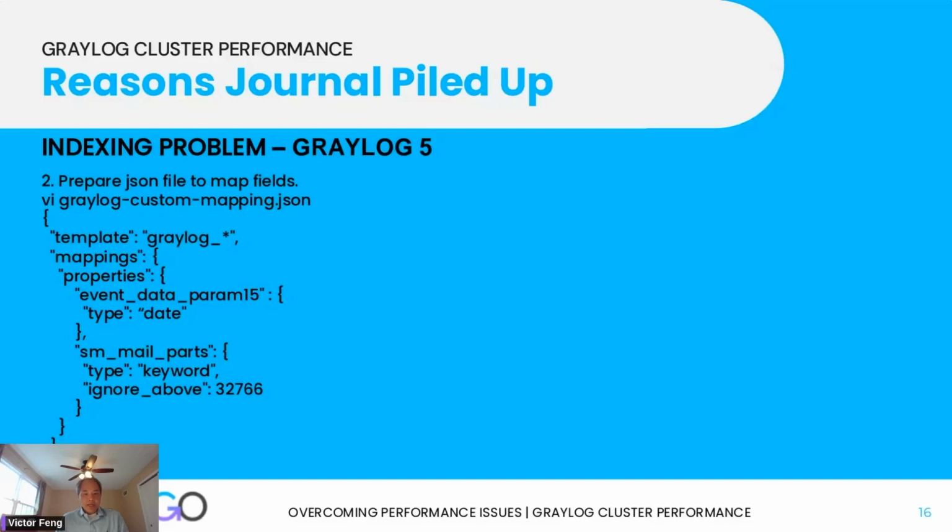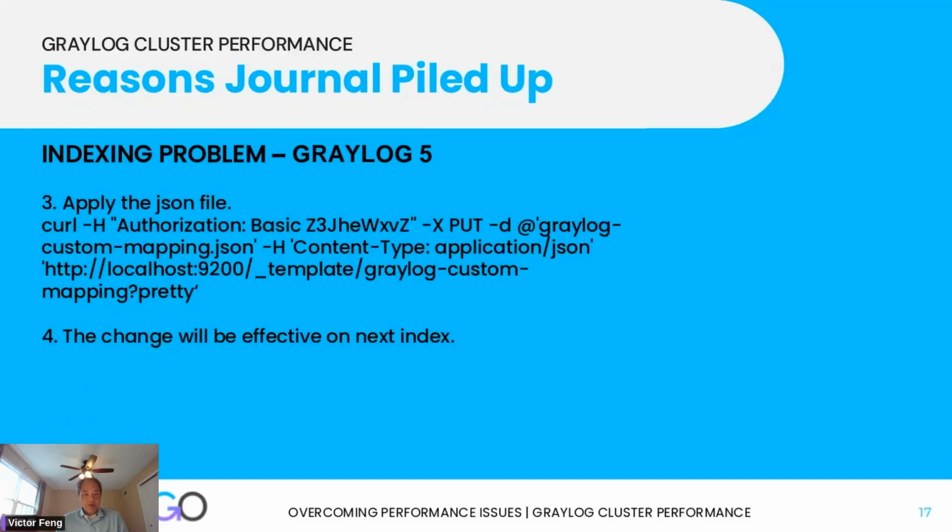All right, so after we get the JSON file ready, we're going to run this command, and we're going to plug in this JSON file here, and we run this, and it will give you some feedback whether the change is a success or not. After it's a success, you will log into your Graylog GUI, and then rotate the index so that the change can be effective right away.